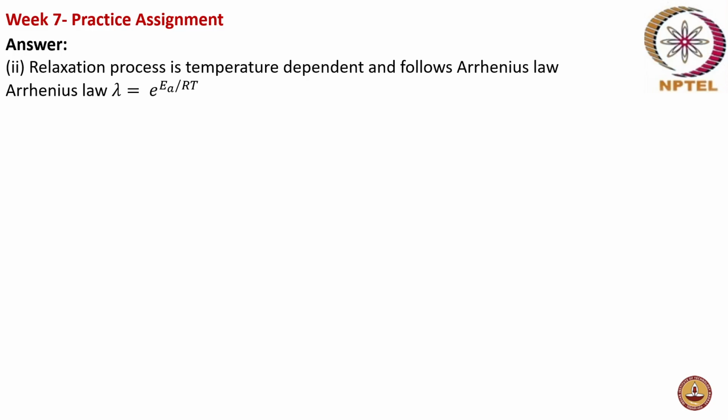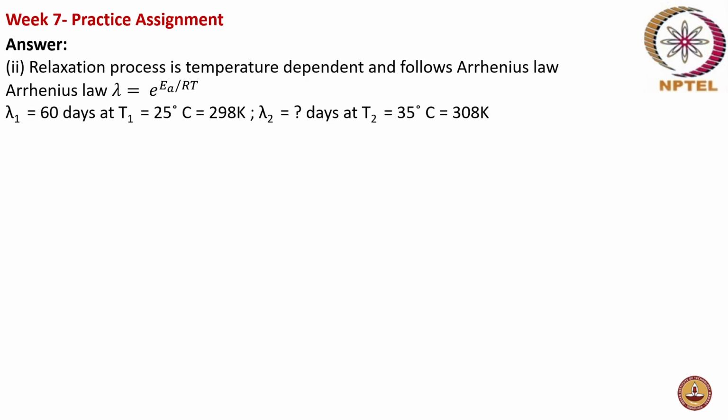So the relaxation time lambda is given by lambda is equal to e power EA by RT, where EA is your activation energy, R is universal gas constant, and T is temperature. Now, we have certain information. We know that for 25 degrees centigrade, your relaxation time is 60 days. They have asked what will be the relaxation time if the temperature is increased to 35 degrees centigrade. We know R is 8.314 joule per mole Kelvin. And they have also given the activation energy, which is 30 kilojoule per mole, which is nothing but 30 into 10 power 3 joule per mole.